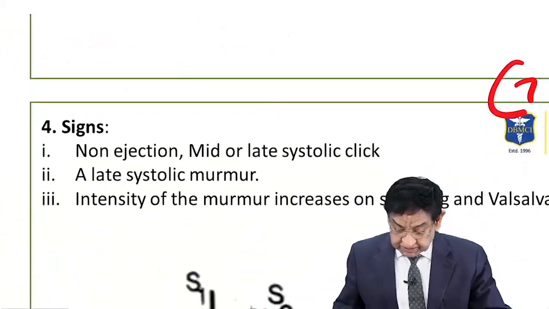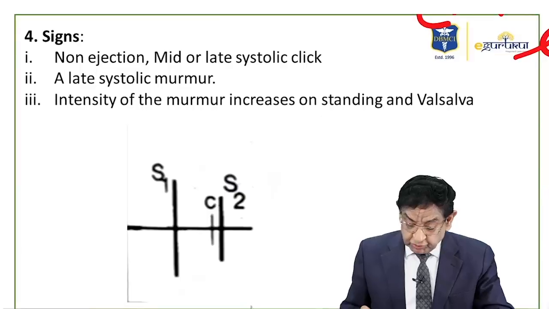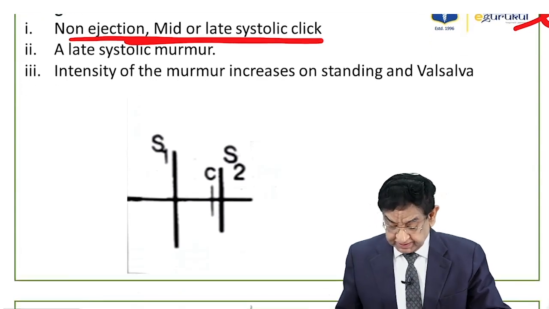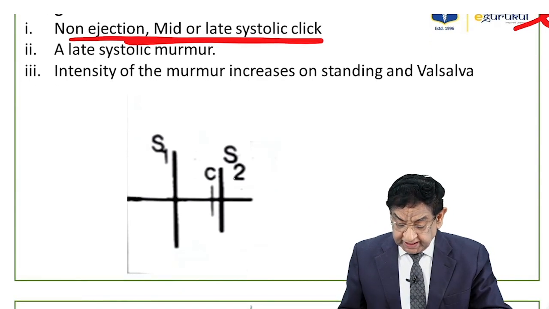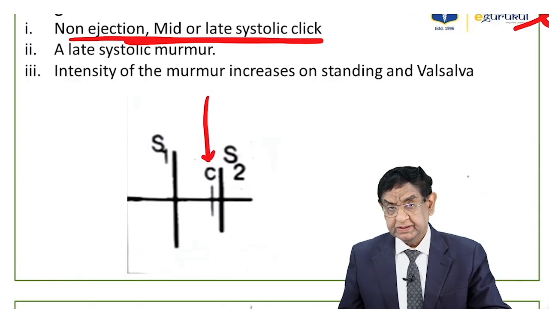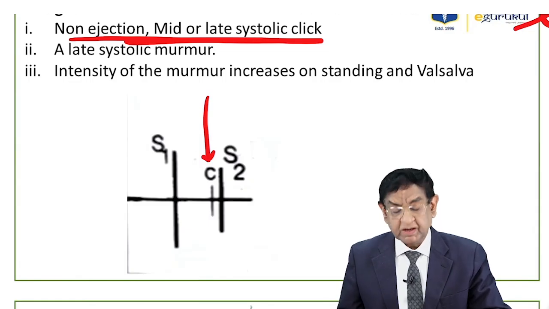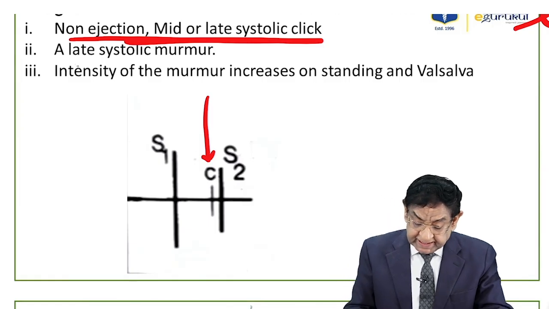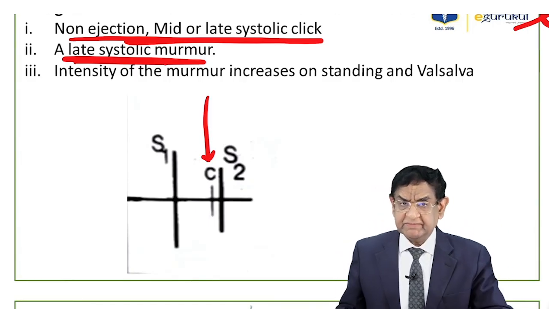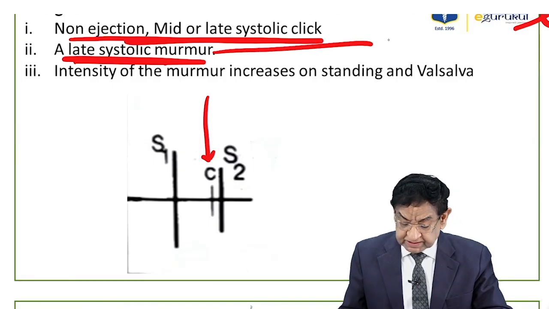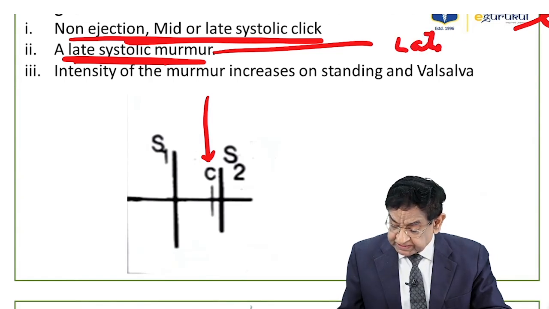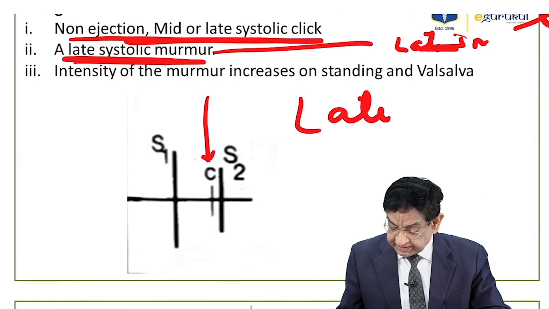we come back. Signs. What are the signs you get? You get a non-ejection mid or late systolic click. Very, very important. This is S1, this is S2, and you get a click just before the second sound, as you can see. See, the click is there. This is due to opening of the valve. Okay, click, and you are getting a late systolic murmur. Point to be noted that we are getting a mid or late systolic click, and similarly we are getting a systolic murmur, although it is a systolic murmur. Okay, it's not a pansystolic murmur, it is a late systolic murmur.